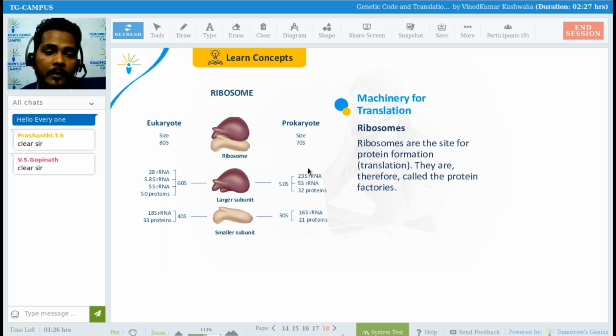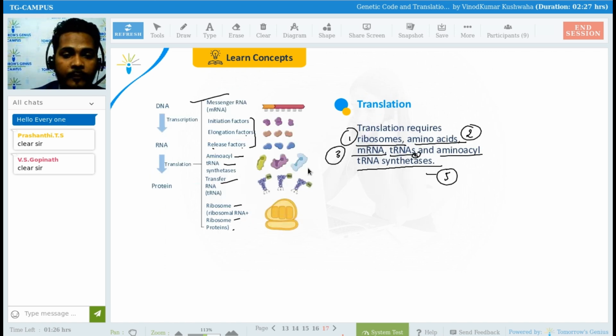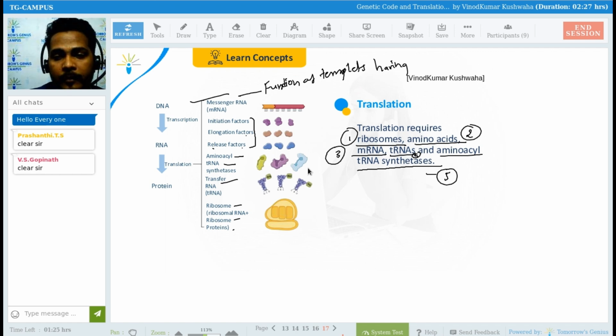Now in the translation machineries, mRNA functions as a template having genetic information. This mRNA is a strand which has the genetic information. mRNA functions as a template for having genetic information.